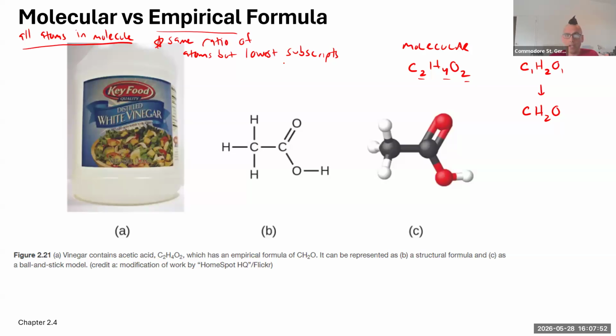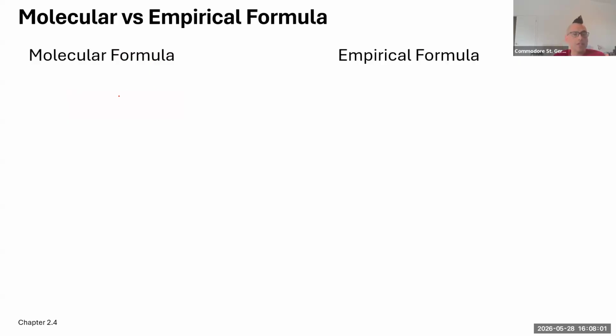But a molecular, again, are all the atoms in the molecule. Empirical are the same ratio of atoms, but lowest subscripts. All right, let's try a couple of these. Let's do something like molecular formula N2H4. Empirical formula would be NH2. All right, let's do something like H2O2. Empirical formula would be HO.